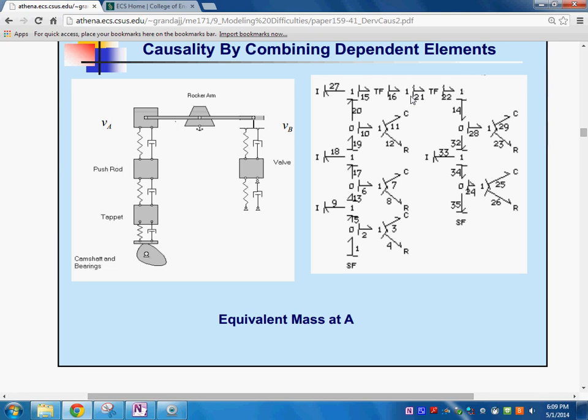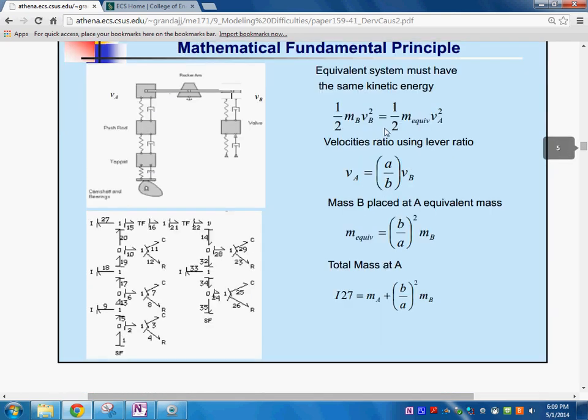The trick here is, well, we need an equivalent mass, and we cannot just add the two masses. We have to go through an analysis as follows here. If we're going to move this mass over here, the equivalent system must have the same kinetic energy as the original. So that means that 1/2 of mb squared, over here, should be equal to some mass mb squared at A.